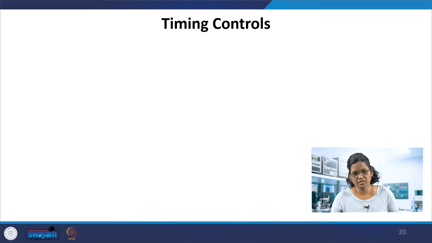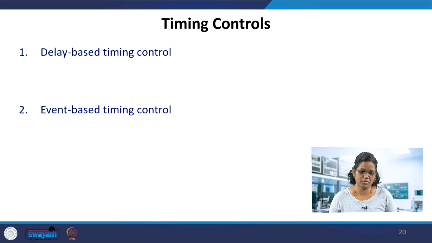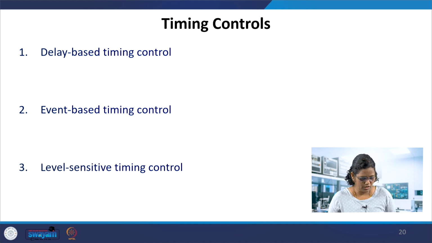If we classify the timing controls used in procedural statements, one is delay based timing control, the second category is event based timing control, and the third one is level sensitive timing control. We have used all of them in our examples so far, but now we will be able to recognize in the code which one is delay based, which one is event based, and which is level sensitive.